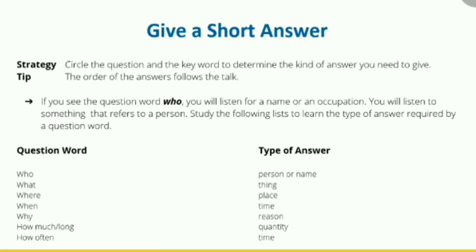When your question begins with why, it refers to a reason. How much or how long, it's a quantity. And how often, that means it's a time again. So make sure you study and identify these types of words, and that will help you to be more prepared.